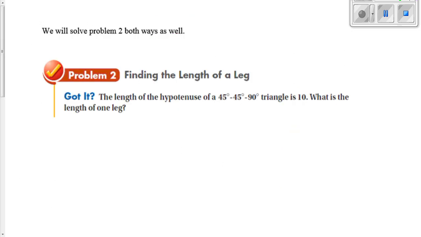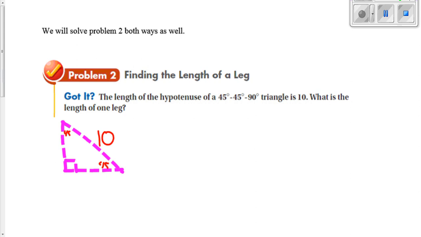All right, so let's use both those concepts here. The problem says the length of the hypotenuse of a 45, 45, 90 triangle is 10. What is the length of one leg? No matter what, we are going to start by drawing a triangle. I have 90, I have 45, and I have 45. The problem tells me that the length of the hypotenuse is 10.